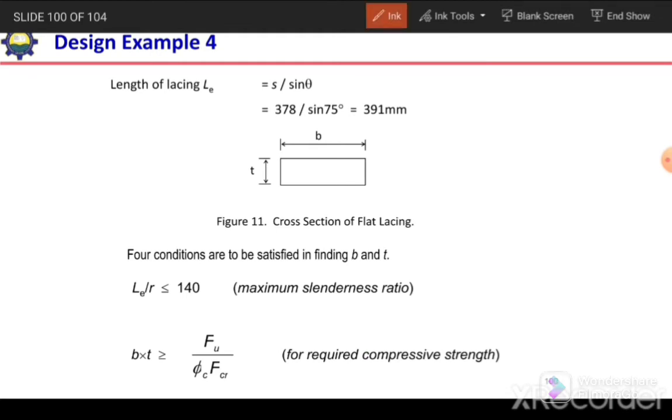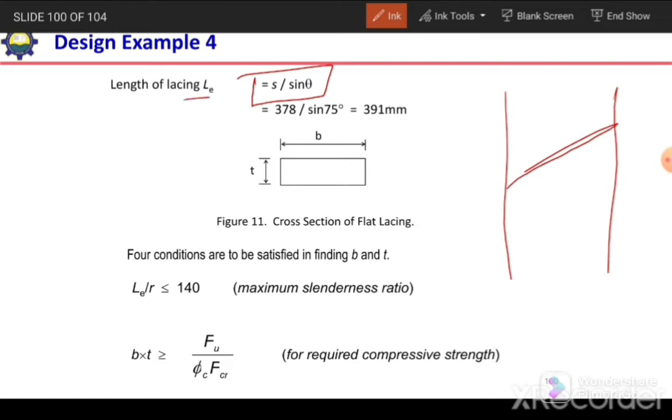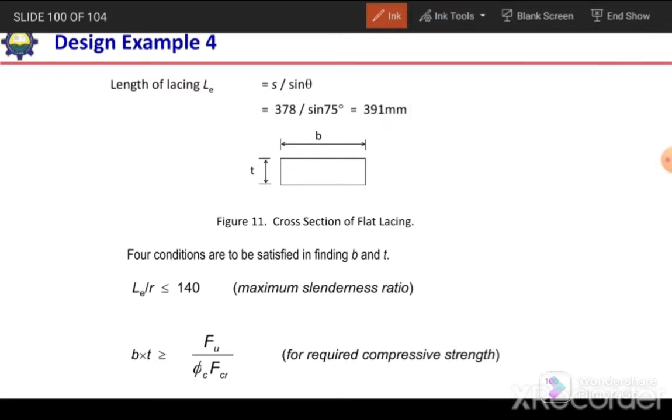After that we can calculate the length of the lacing element. It is given by S over sine of theta, the effective length of lacing element. What is the effective length of lacing? We have already discussed in the previous video, so you can refer to that video. It is equal to S over sine of theta. S is 378 and sine 75, it comes out to be 391 millimeter.